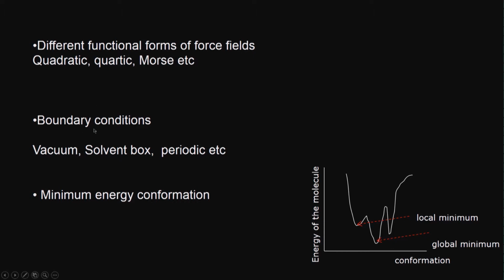Boundary conditions: should I have the molecule in vacuum? That means there is no interaction with solvents or any other molecule of that type. It is more like a gas phase. So if I want to simulate gas phase, this is the best. Then comes solvent box. I put in a lot of solvents around it, so explicit solvents, that means I put the molecules of solvent, or implicit solvent, where I can change the dielectric constant.